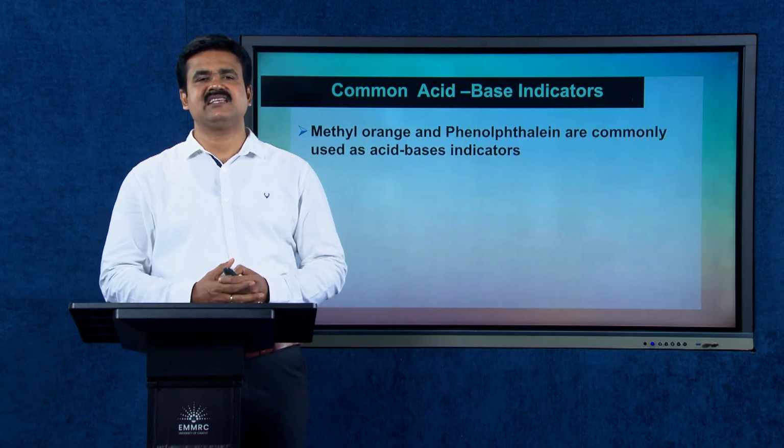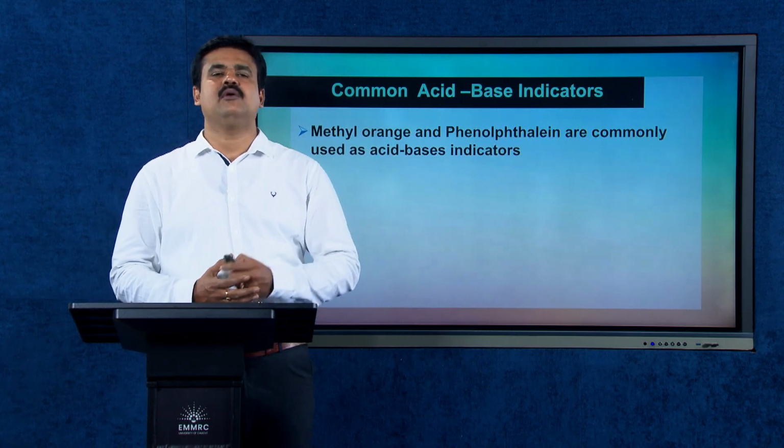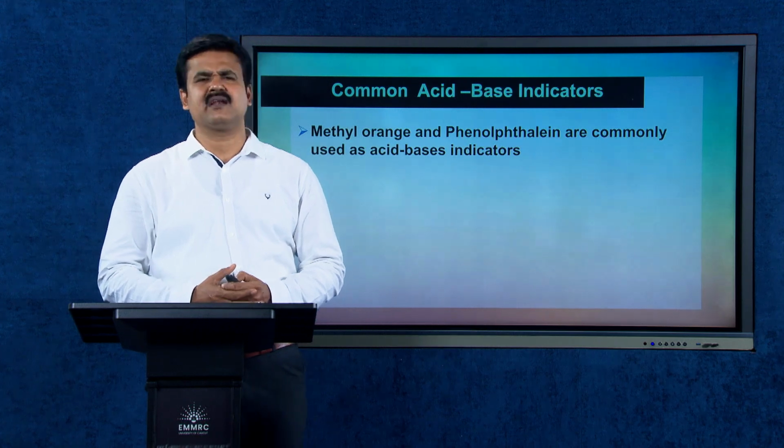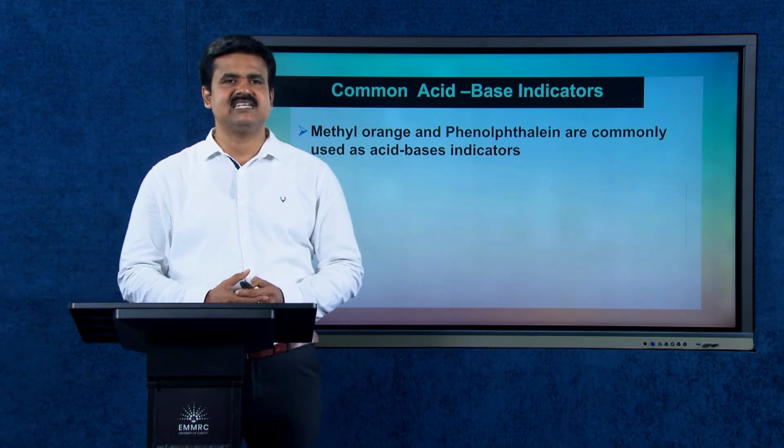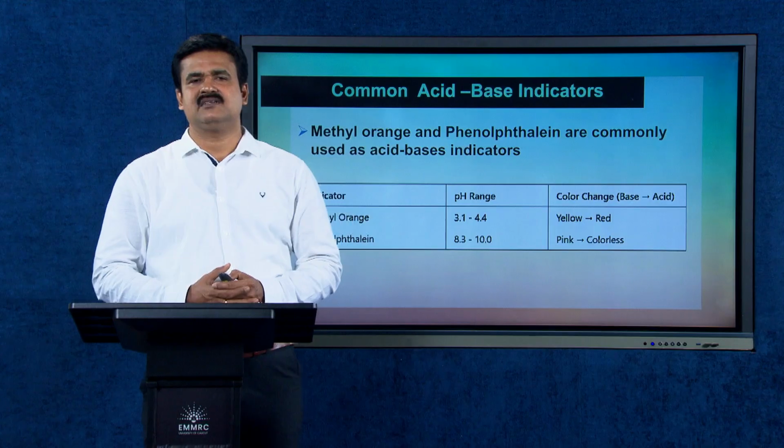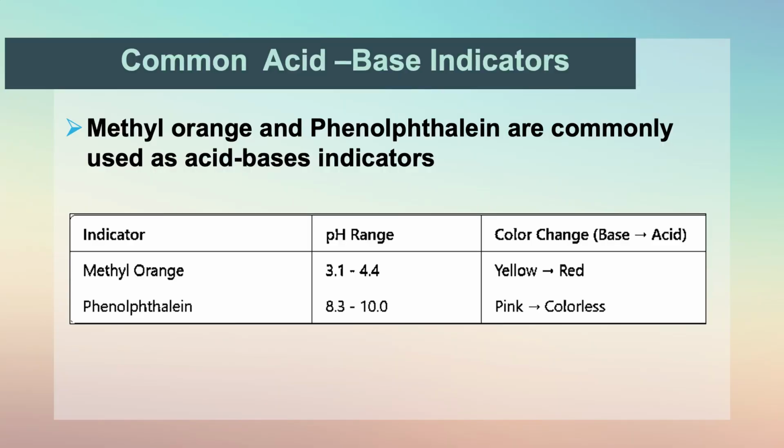Common acid-base indicators are here. Methyl orange and phenolphthalein are very commonly used acid-base indicators. This table will guide you for the indicator selection and the color change. Methyl orange has a pH range of 3.1 to 4.4, and the color change from base to acid medium is yellow to red. For phenolphthalein, the pH range is from 8.3 to 10, and the color change from base to acid medium is pink to colorless.